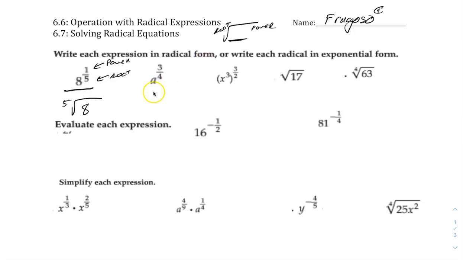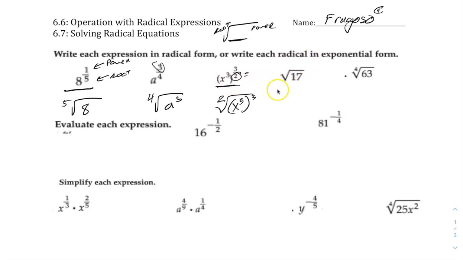When you go to the second one, it's the fourth root of a cubed. Next one, I'll simplify this first. You can do it either way. Let's just do it this way. So it's the square root of x cubed, but that is also cubed. So you can also write x to the ninth.